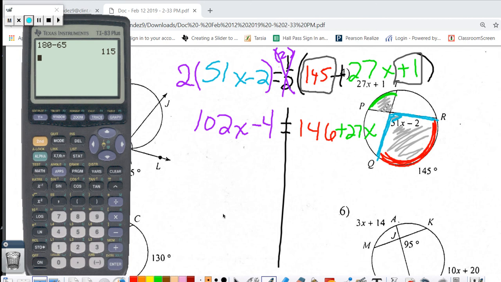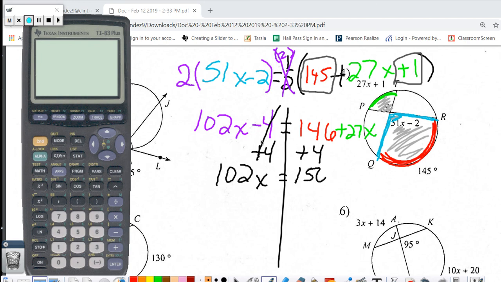Now to solve, remember I need to move things around. So what I'm going to do is I am going to move the minus 4. So I'm going to do plus 4 on both sides. Cancel it out. I'm left with 102x equals 150 plus 27x. Now to get rid of the 27x, I'm going to move it to the other side. So opposite, minus 27x, whatever you do to one side, you do to the other. Cancel that out.